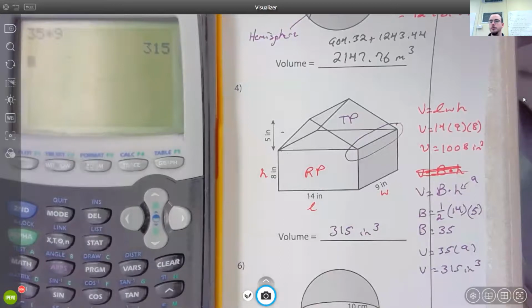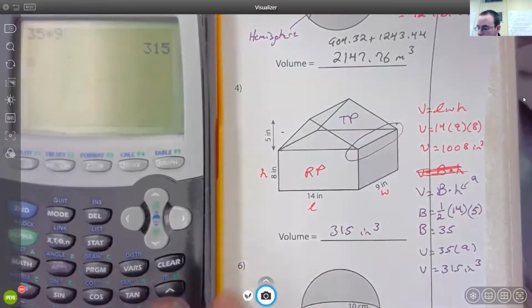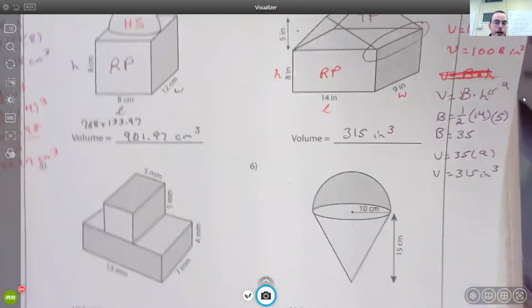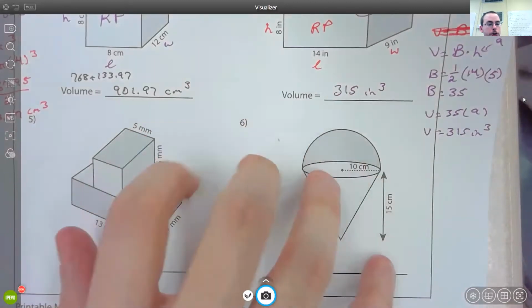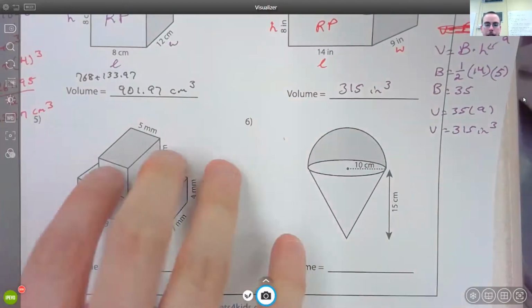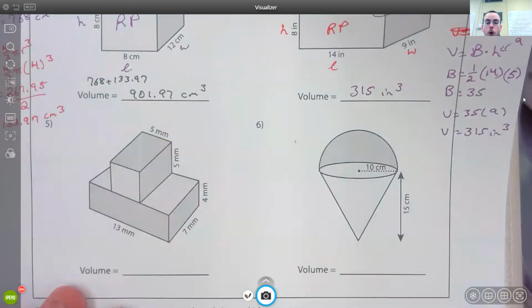All right. I want you to do numbers 5 and 6 on your own. In the next video, I will go over how to do these. That will be in the next instructional video before we talk about similar 3D shapes.